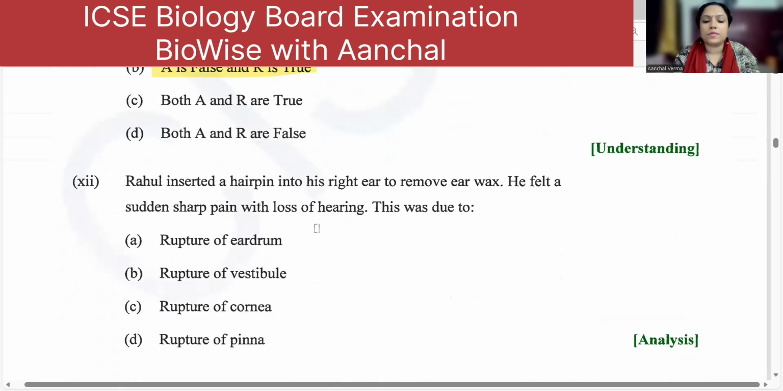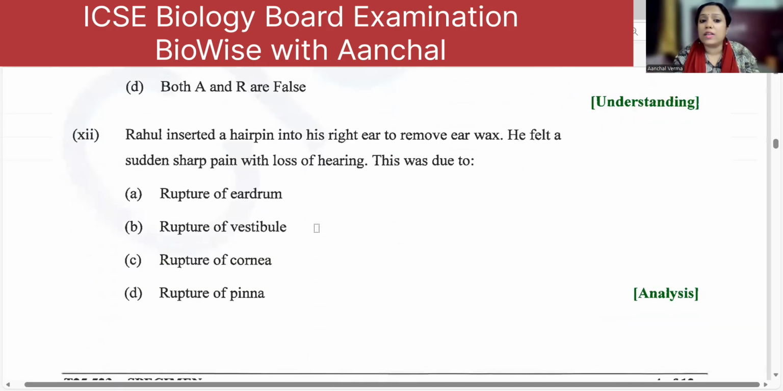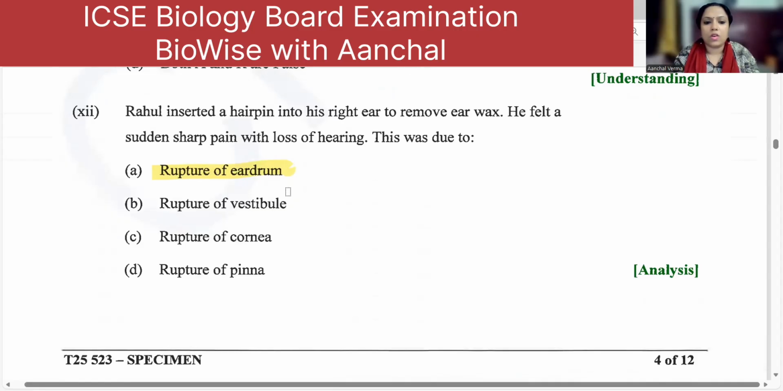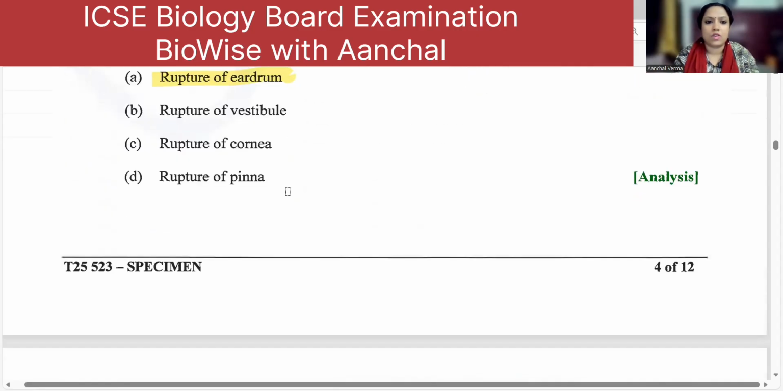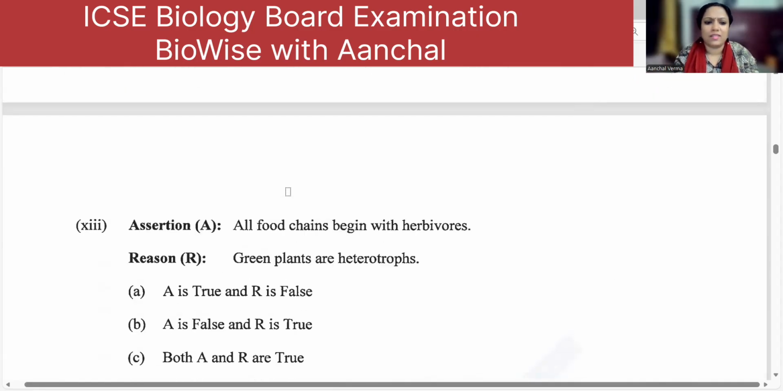Moving to the next. Rahul inserted a hairpin into his right ear to remove the wax. He felt a sudden sharp pain with loss of hearing. So what did he do? He ruptured his tympanic membrane, or the eardrum. Vestibule he could not reach. It is the outer ear's eardrum only. Cornea and pinna, that is wrong. Cornea is in the eye.